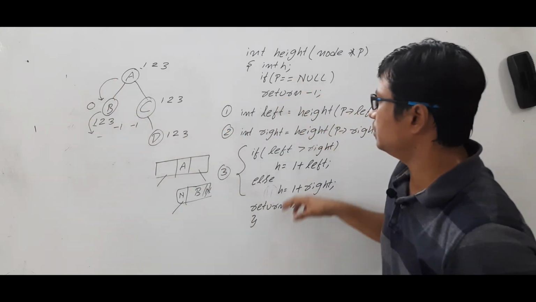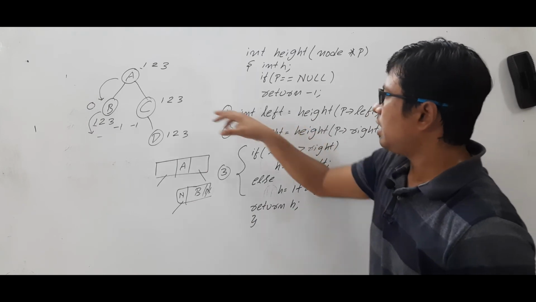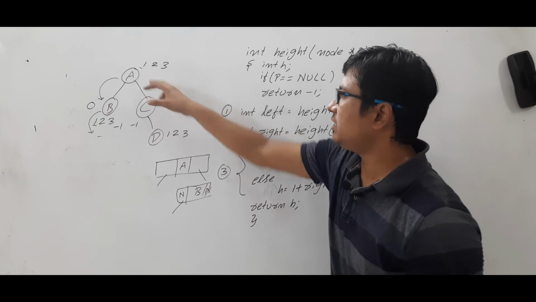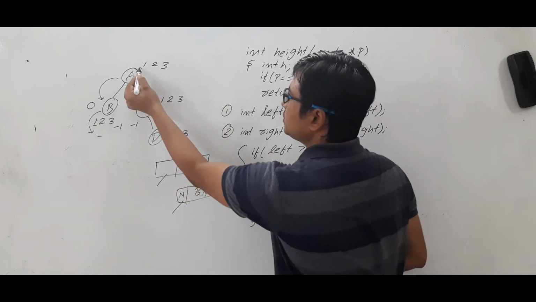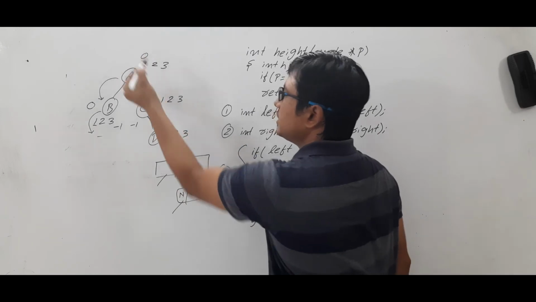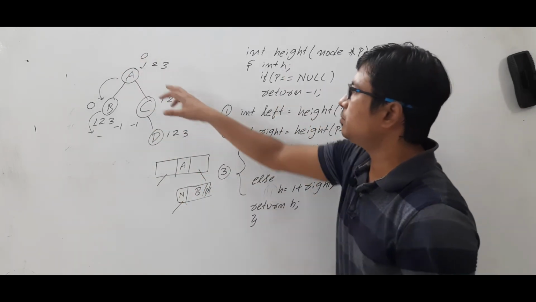You have to compute the height of the right subtree. Am I right or wrong? So height of the right subtree, because you have executed this one, it has returned 0. That value you will get here. Okay, are you able to understand?